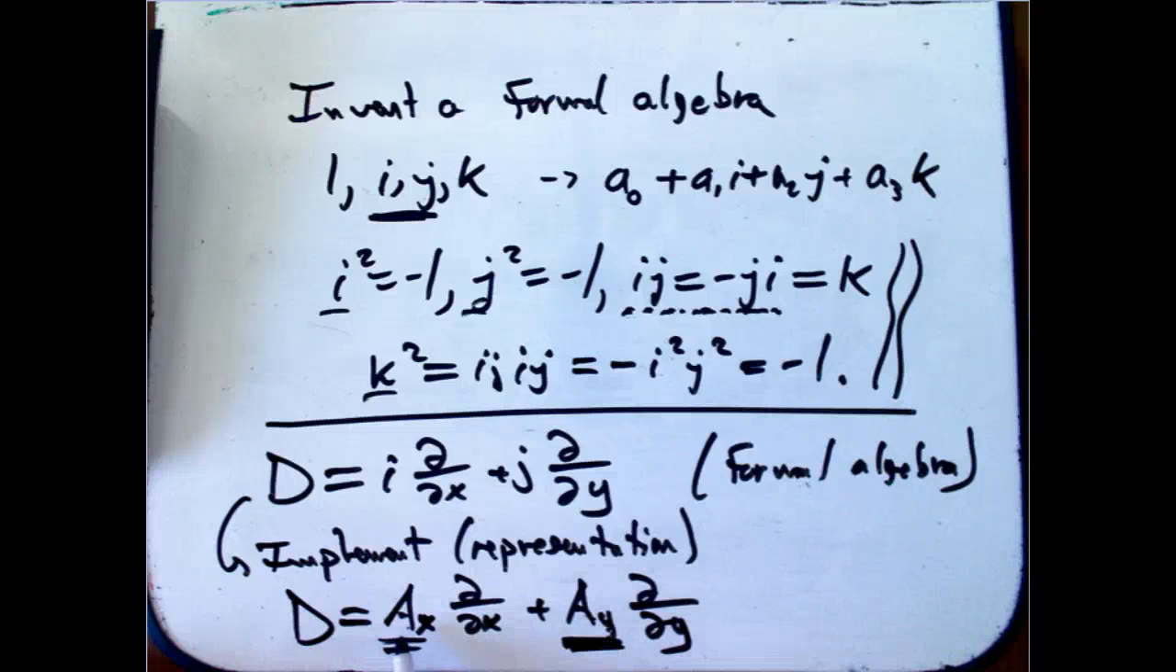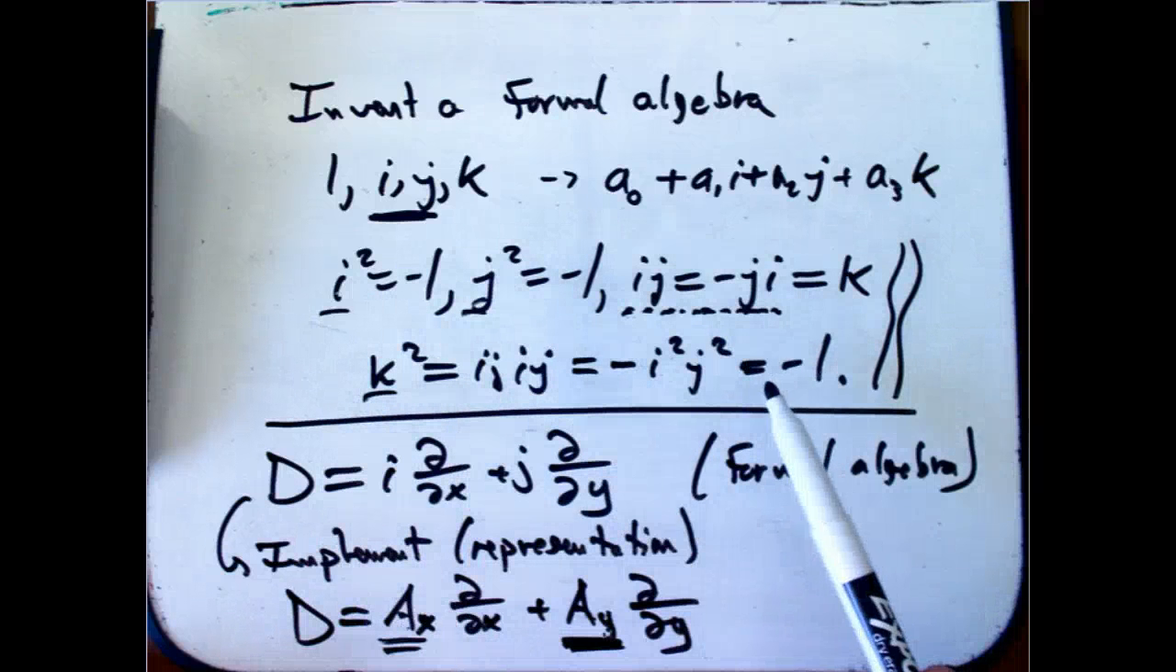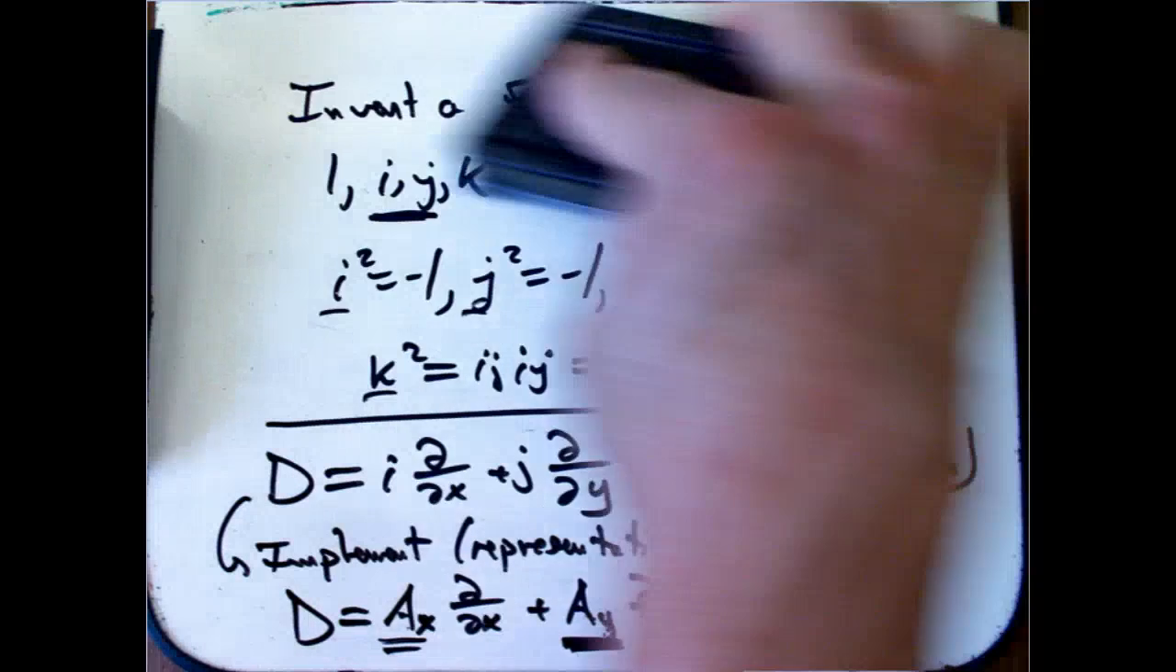If you're expecting me to say, here is the one and only answer for what ax and ay could be to make this a square root of the Laplacian, there isn't a unique answer, although I'll give you one in a second. But what is unique is that they have to be of this form, with this kind of template, and those template entries have to satisfy these formal rules of algebra. And so let me show you an example.